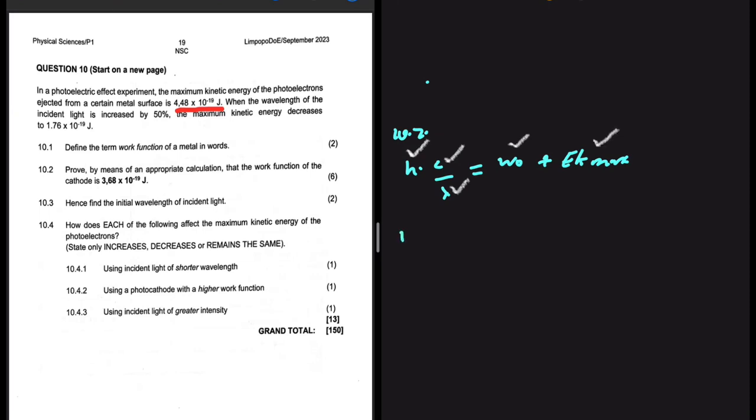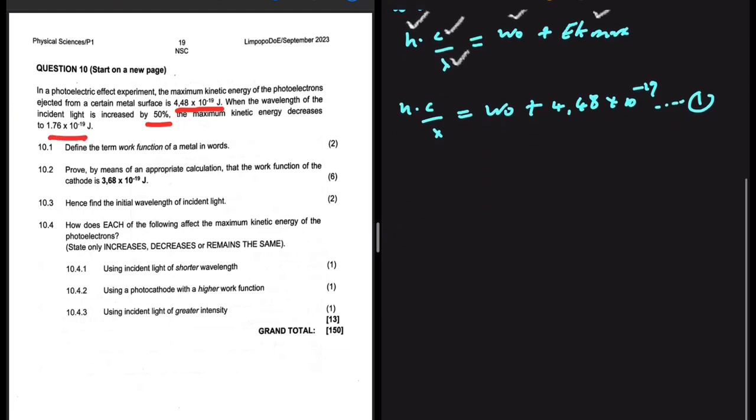So we're going to have HC divided by wavelength equal to the work function plus EK max. EK max is 4.48 times 10 to the minus 19 joules. This is equation 1. When the wavelength is increased by 50%, the maximum kinetic energy decreases to 1.76 times 10 to the minus 19 joules.